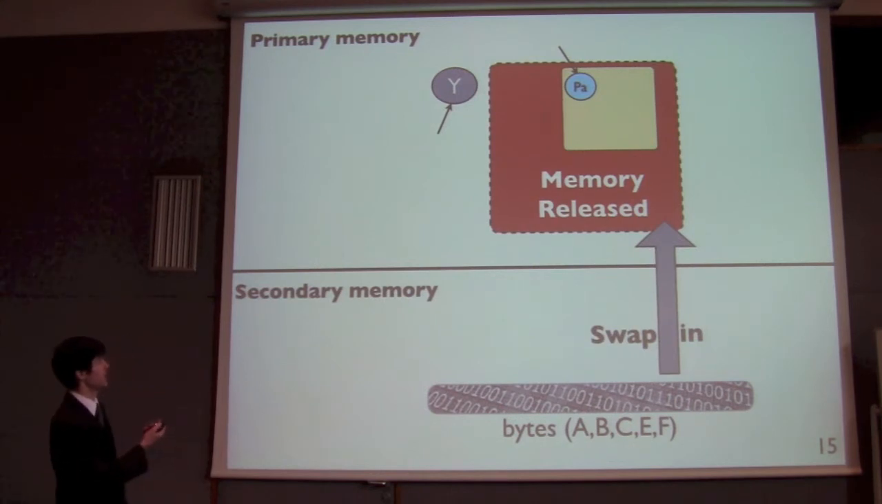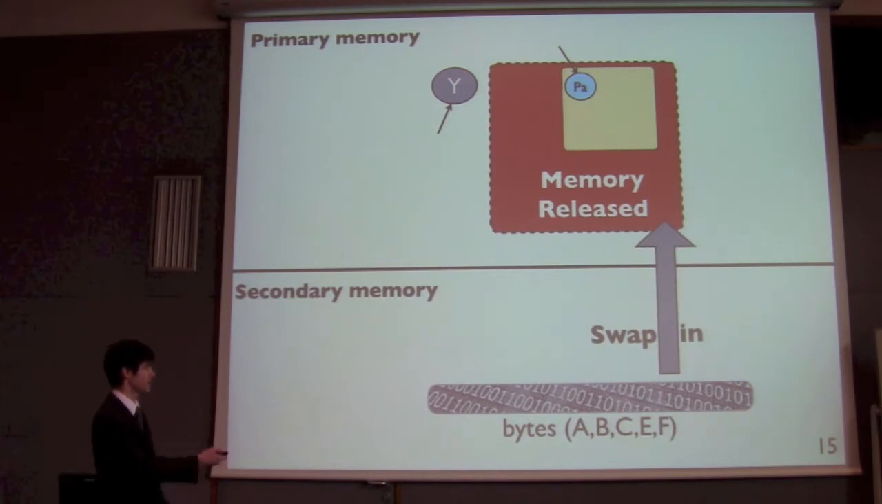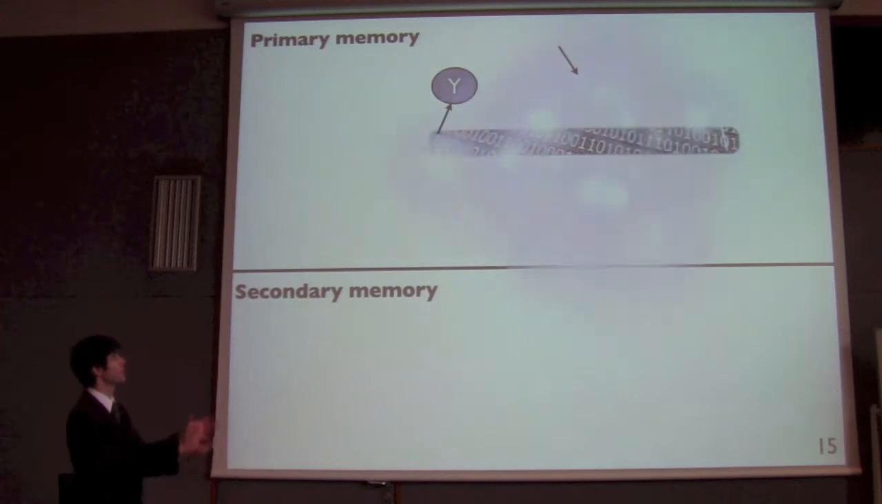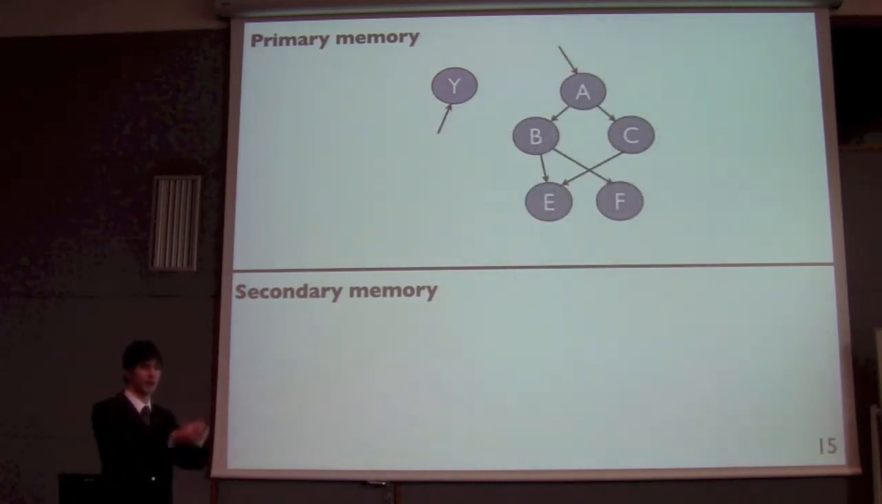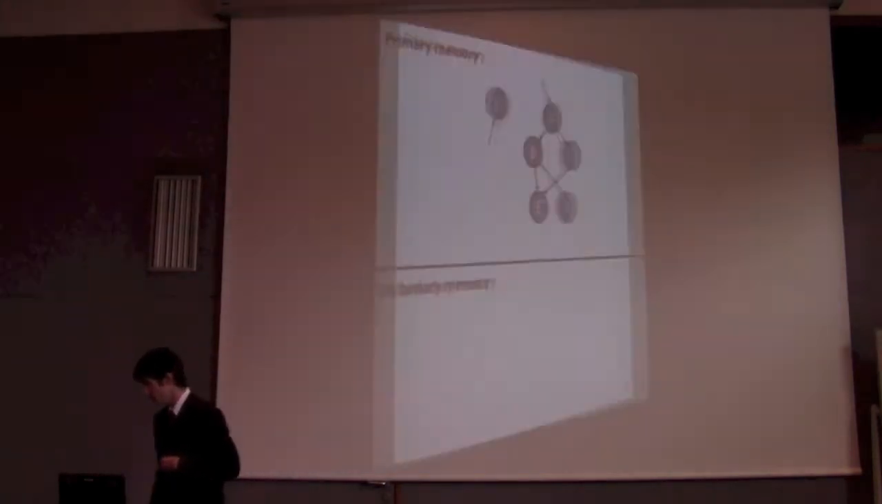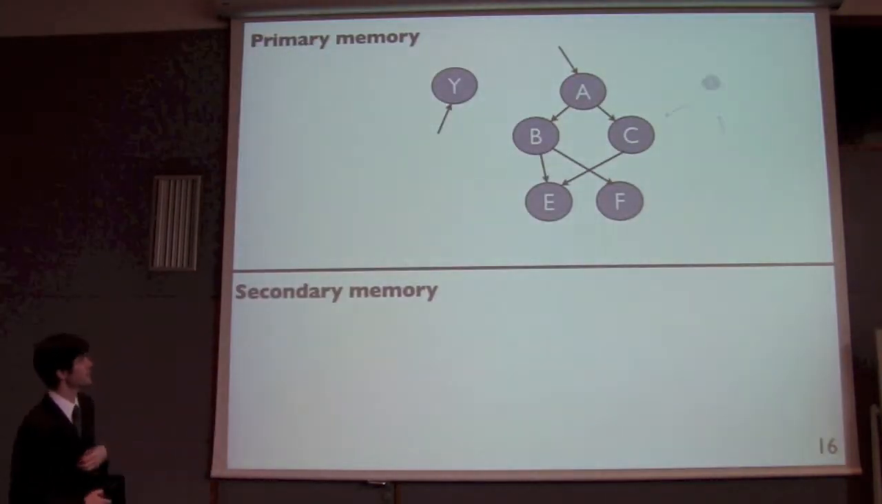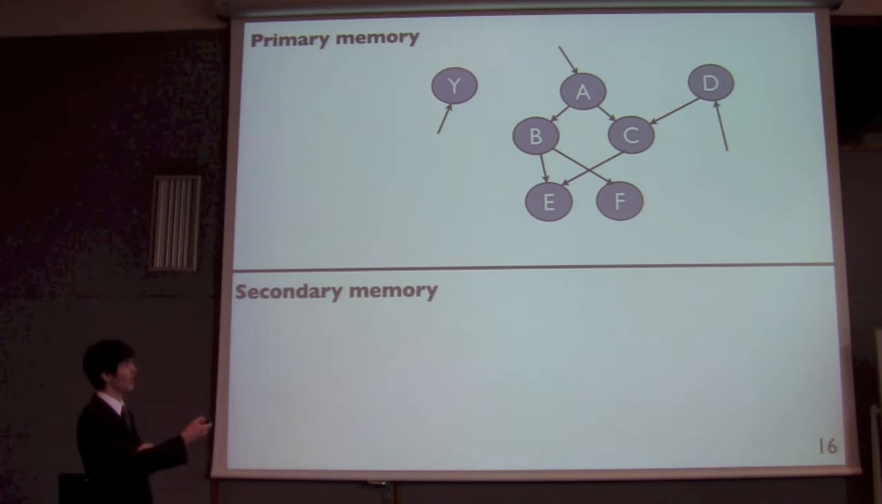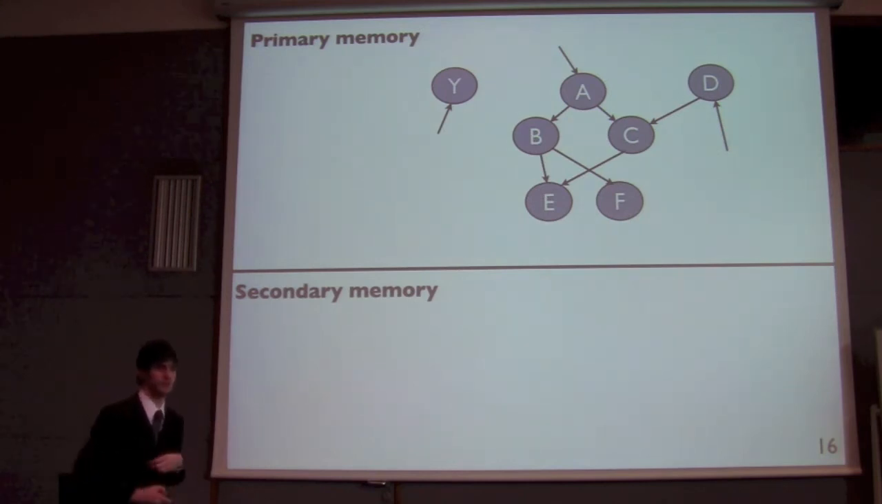Now, let's say that the proxy intercepts a message and triggers the swapping. What we will do is materialize the object graph and bring it from secondary memory to primary memory, and we get back the original graph. Now let's say that we continue with the same cycle, but we add one little guy here, object D.